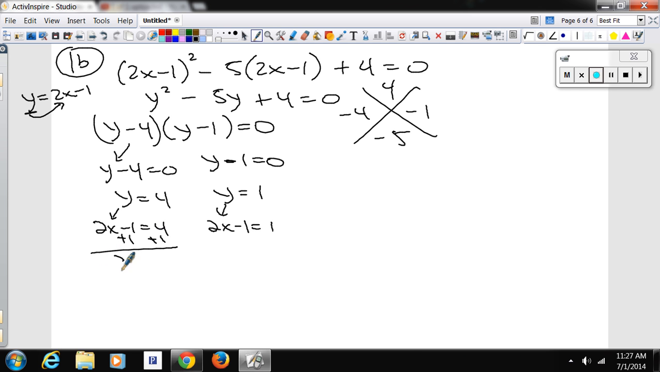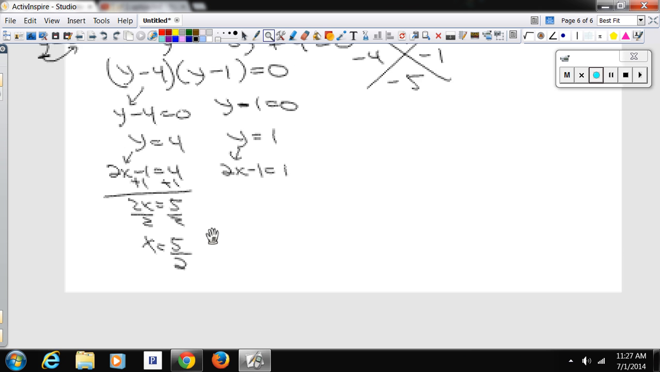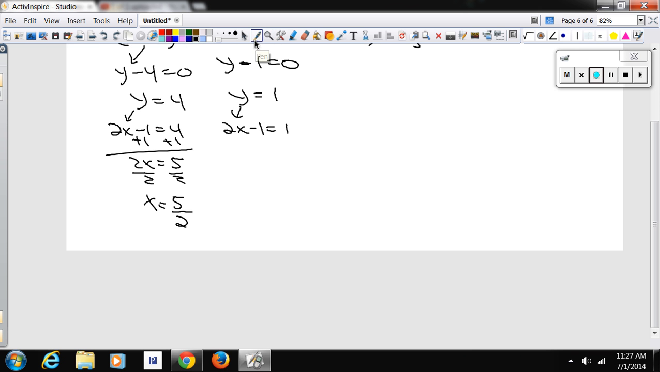Adding 1 and then dividing by 2 is going to give you 5 over 2. And adding 1 and dividing by 2 is going to give you a 1. So your two answers would be 5 halves and 1.